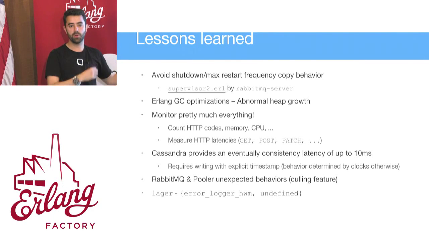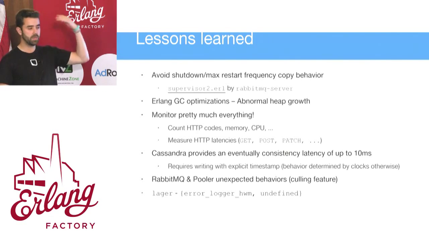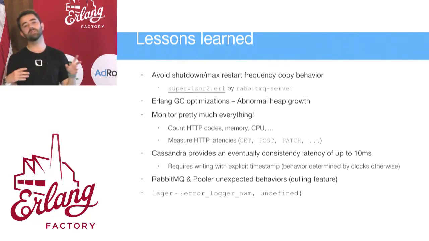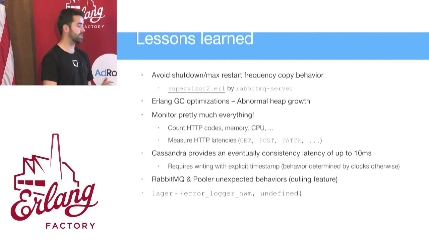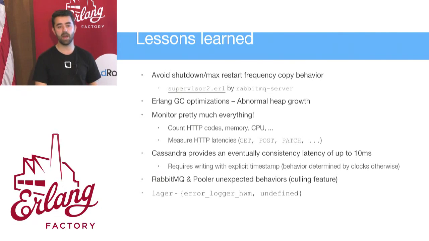Lagger, as you probably know, has this feature where you can define a high watermark threshold, where if the speed rate of log messages gets higher than that, it just gets ignored. Which I think is a very, very dangerous thing to enable in production, especially when you're debugging, because you're going to obviously miss a lot of problems that happen, and they're going to get ignored. So my recommendation is be very careful with that.